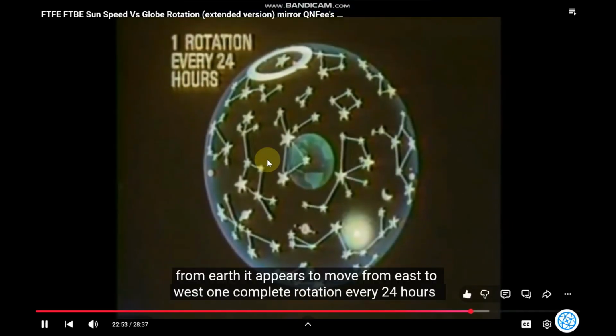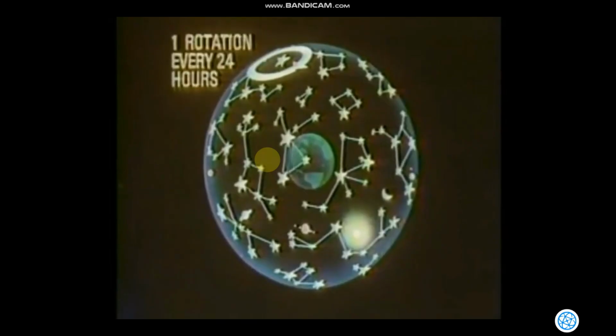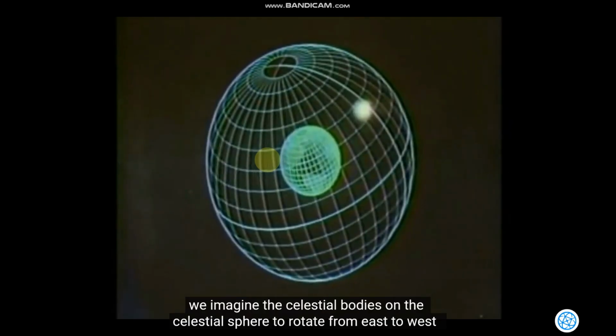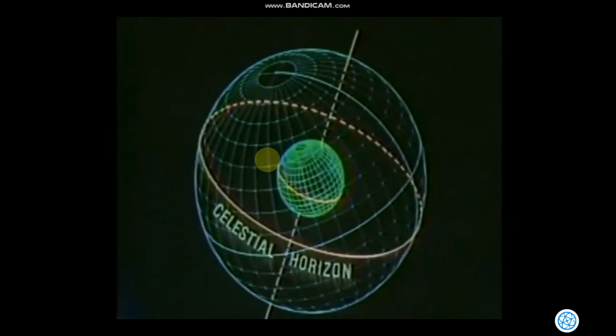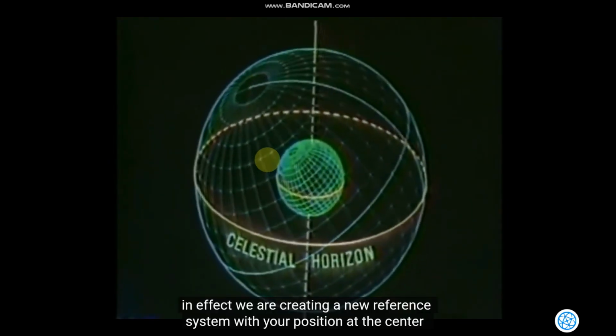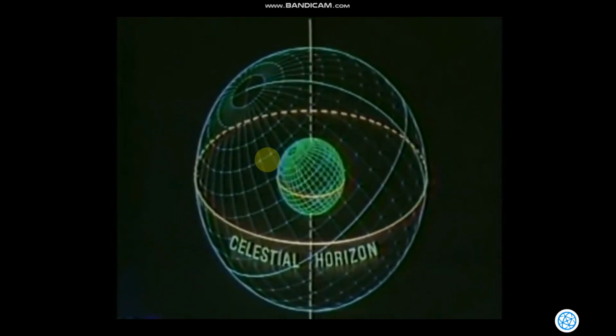One complete rotation every 24 hours. Using ancient man's concept that the Earth is stationary, we imagine the celestial bodies on the celestial sphere to rotate from east to west. In effect, we are creating a new reference system with your position at the center.